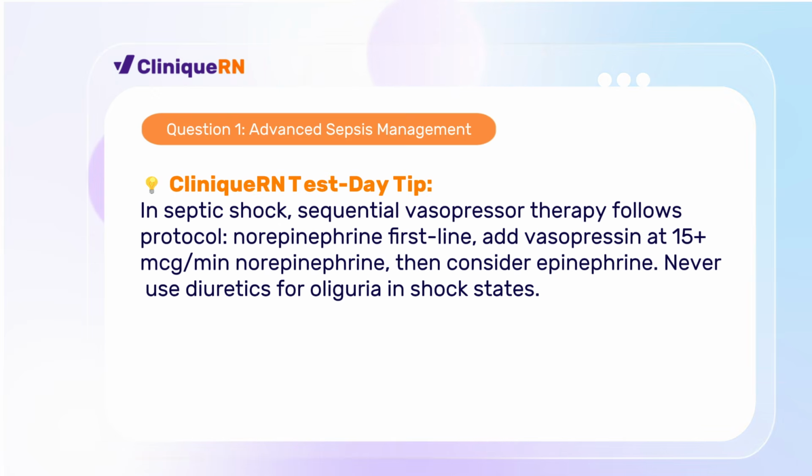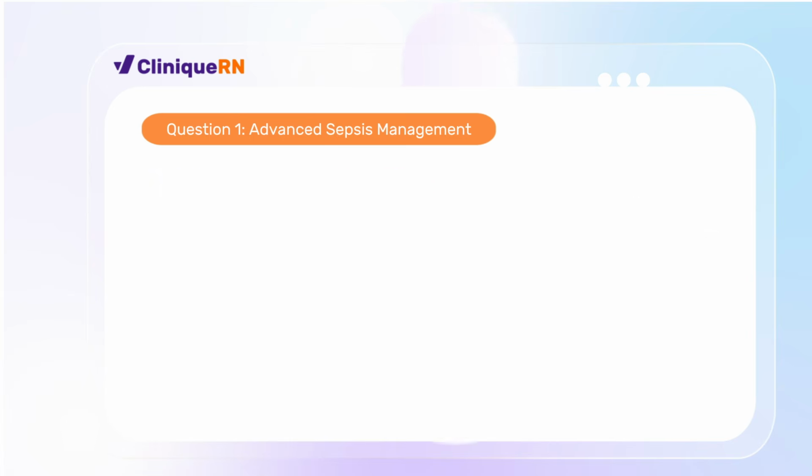Clinique RN Test Day Tip. In septic shock, sequential vasopressor therapy follows a protocol. Norepinephrine is first line, followed by the addition of vasopressin at 15 plus micrograms per minute, and then epinephrine may be considered. Never use diuretics for oliguria in shock states.